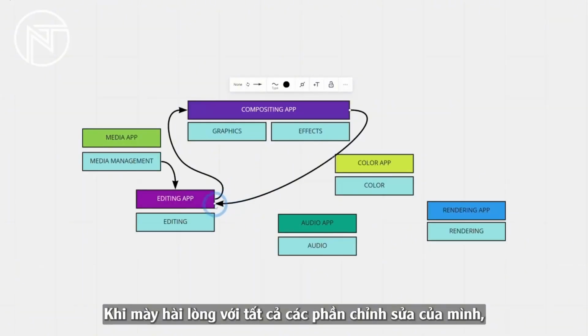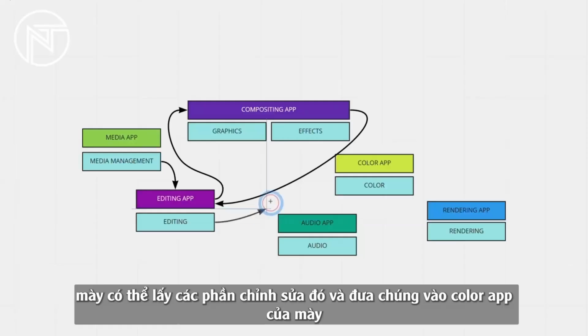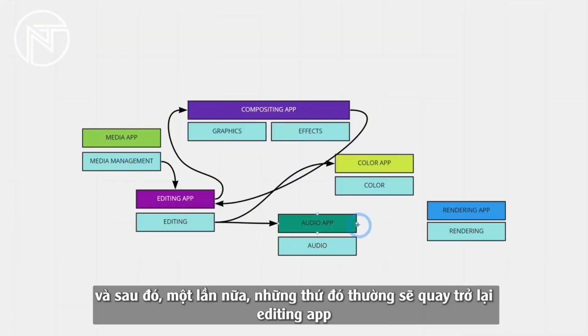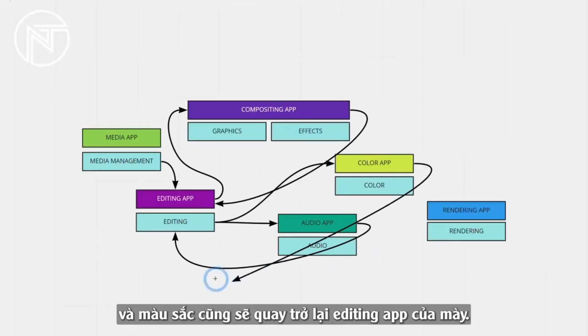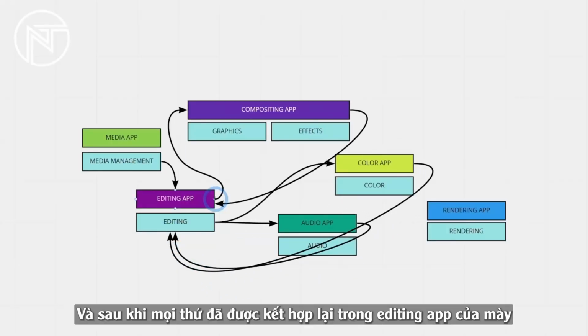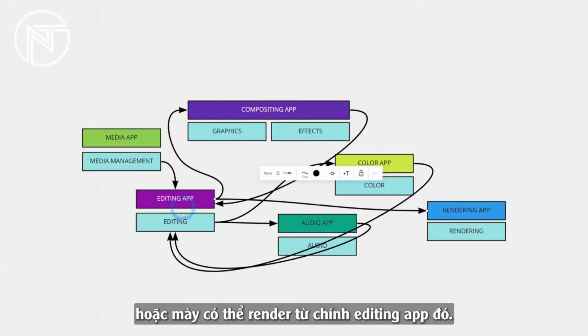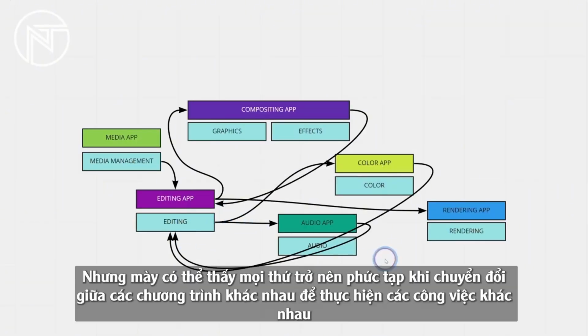And once you were happy with all of your edits, you could take your edits out to your color app and maybe do your audio mixing in your audio app. And then again, those would usually go back to your editing app, and your color would also go back into your editing app. And then once everything was put together again in your editing app, you would put that out to a rendering app of some kind. Or you might be able to render from the editing app itself. But you can see how things get a little complicated going in between programs for different jobs.